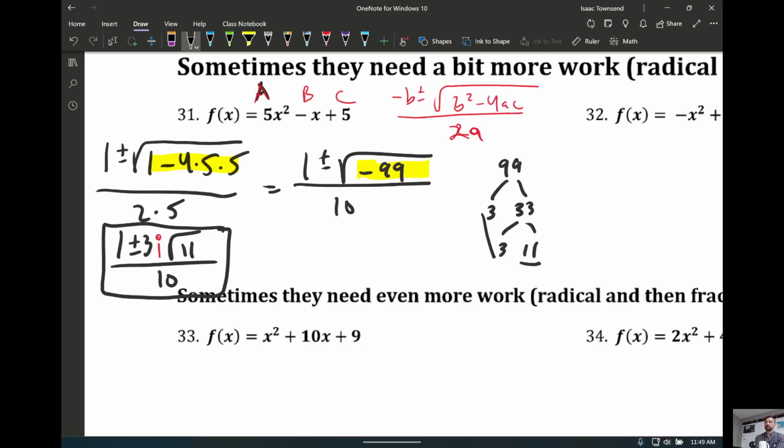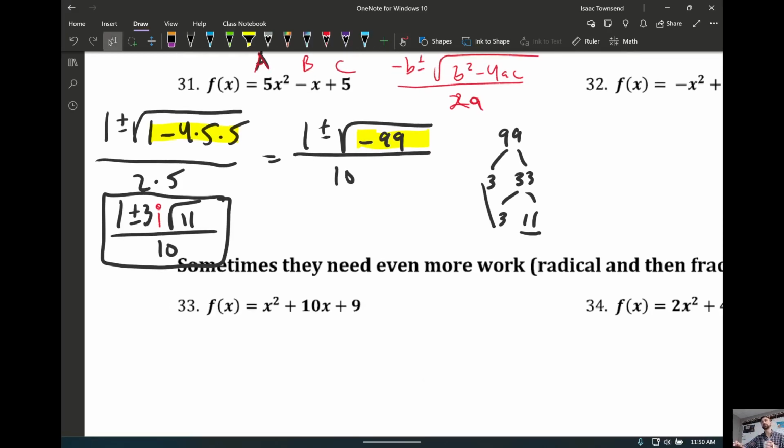One solution to this is 1 plus 3i square roots of 11 over 10, and the other solution is 1 minus 3i square roots of 11 over 10. You can't simplify those anymore. Nothing else you can do to that. Okay, so if I remember correctly, 32 should be about the same level of difficulty. You actually have to simplify the radical like I did, but then you should be finished.